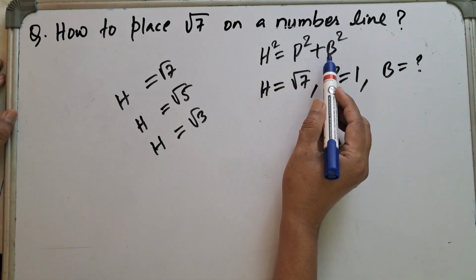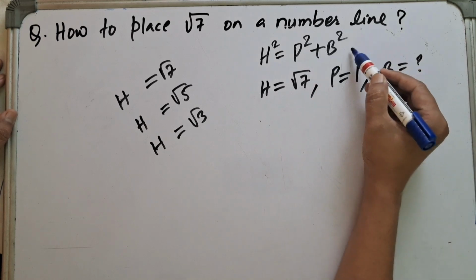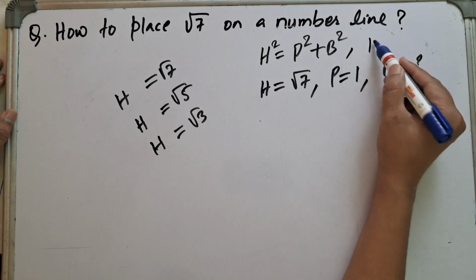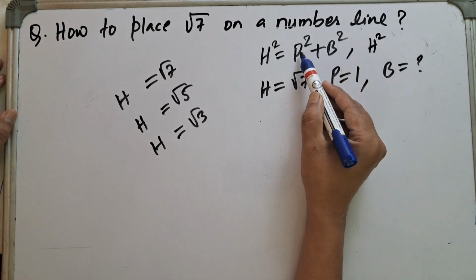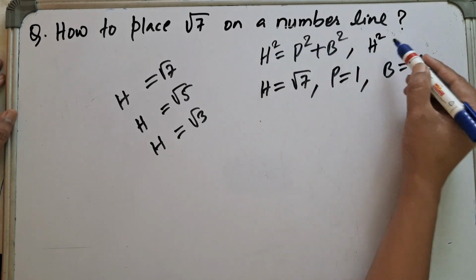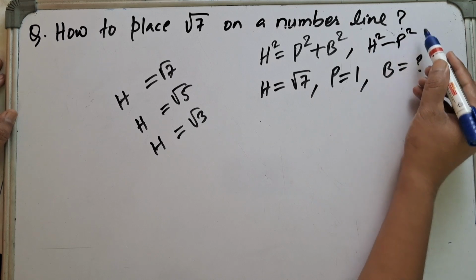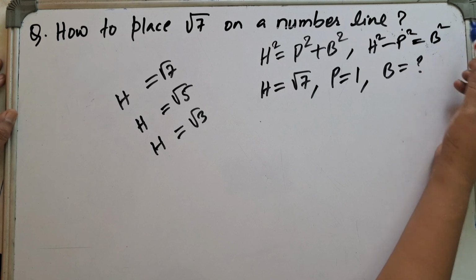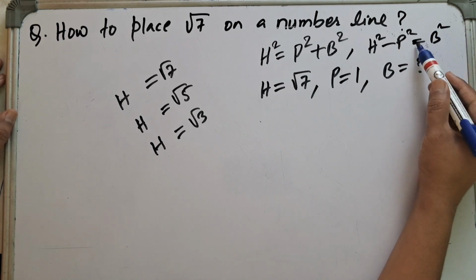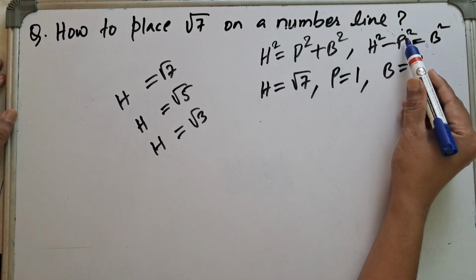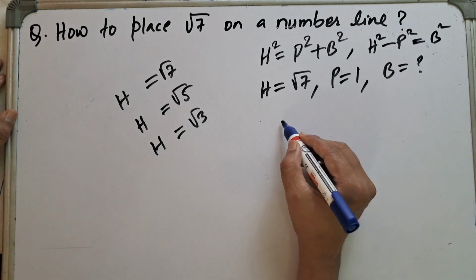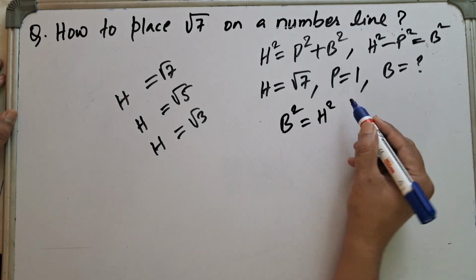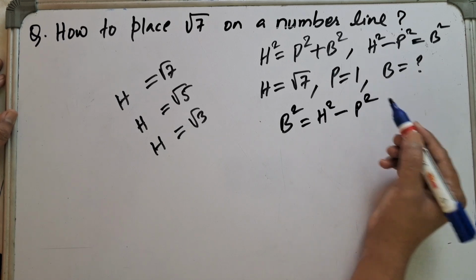H square equal to p square plus b square, okay? Now what we do is, we keep this h square in the left hand side. Let us bring this plus p square to the left hand side, becomes minus p square, and b square is left in the right hand side. So we got b square equal to h square minus p square. This is Pythagoras theorem, isn't it?